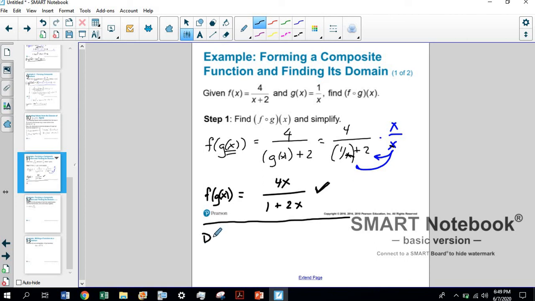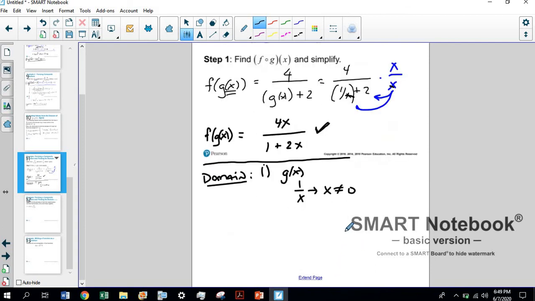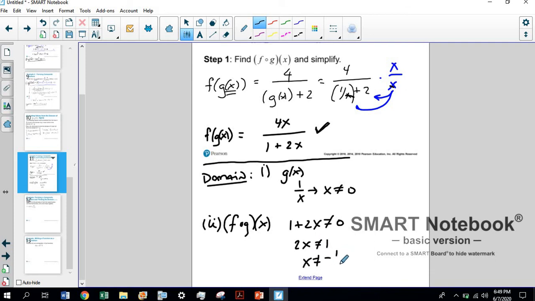How do we find the domain? 2 steps. First, what was g's domain? Because it was inside. Well, g was 1 over x. That means x cannot be 0. If you set the bottom equal to 0, you get x can't be 0, right? Then number 2 is the final function, f of g of x. And there you've got 1 plus 2x cannot be 0, denominator. Solve for x, and you get x cannot be negative a half. Subtract 1 from both sides, and then divide both sides by 2.